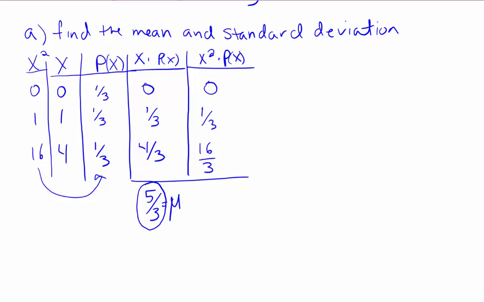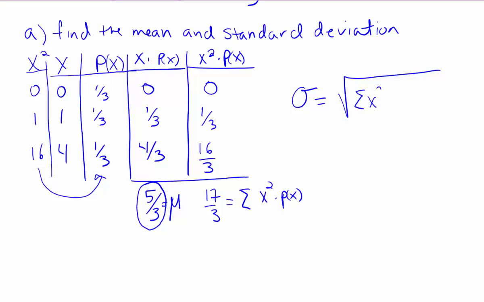For x squared times p of x, we're going to sum that. If we add 1/3 to 16/3, we get 17/3. Now, this is the sum of x squared times p of x. We can then use that value to come up with the standard deviation. The standard deviation, by definition, is equal to the square root of the sum of x squared times p of x minus the mean squared.